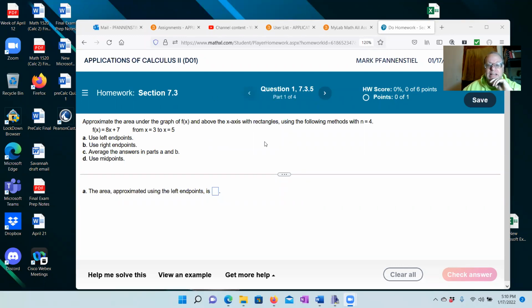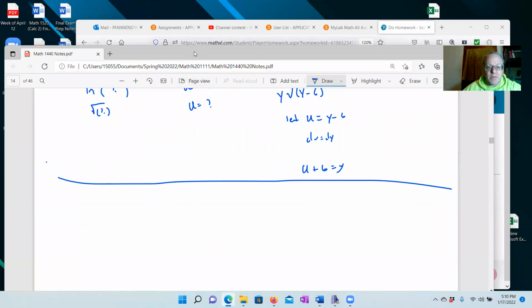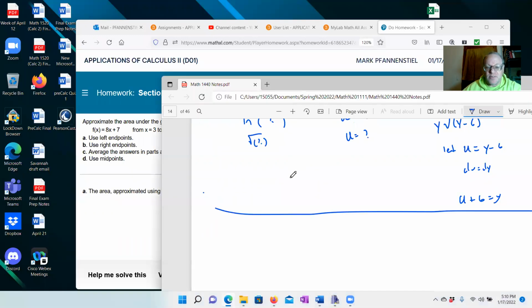So the kind of thing that we're going to be doing is we're pretty much going to be counting little rectangles. Here we have a line from x equals 3 to x equals 5, and they say use left endpoints, use right endpoints, average them, and then use midpoints, and then we're going to check to see what's going on here. Now, for this particular problem, we've got 8x plus 7, which you can identify as a line. So we have y is equal to 8x plus 7.